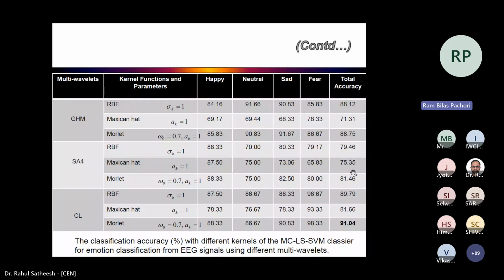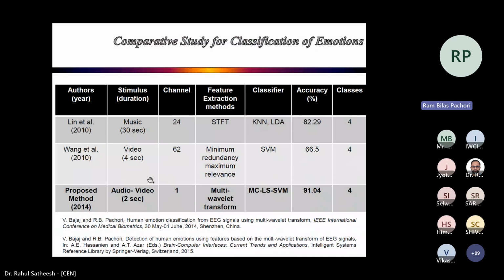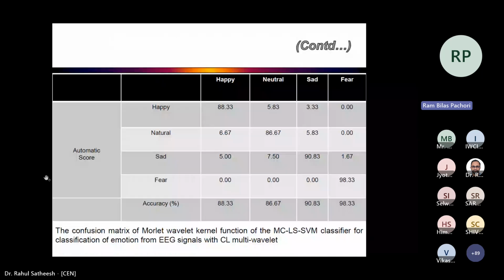Next slide, please. Then this is the confusion matrix, from the earlier slide. This is the confusion matrix of the Morlet wavelet kernel function, which provided better performance, for the multi-class least squares support vector machine classifier for the classification of human emotion from EEG signal with CL multi-wavelets. Next slide, please.